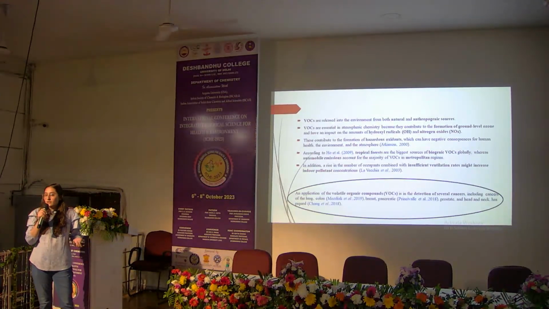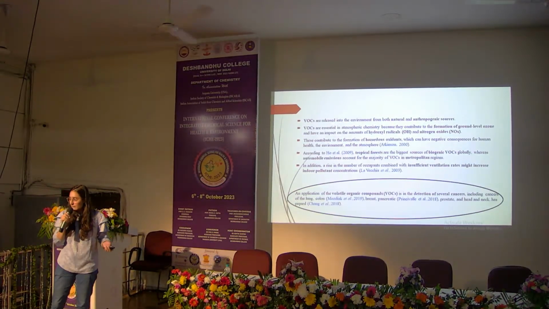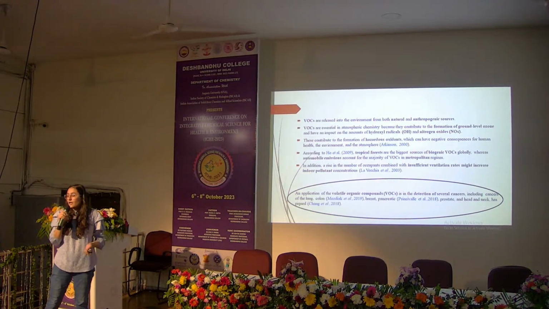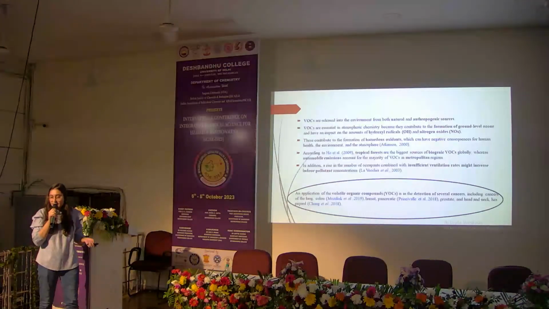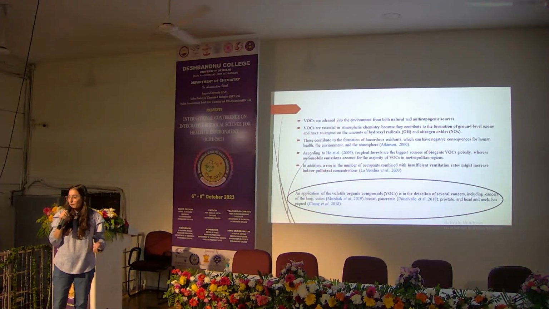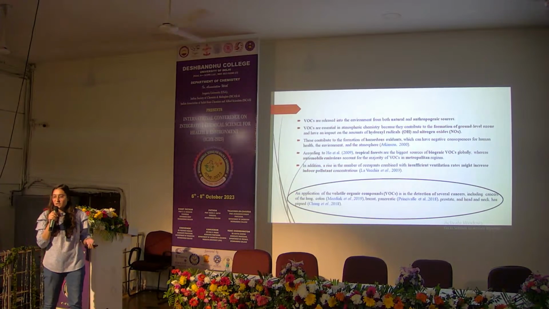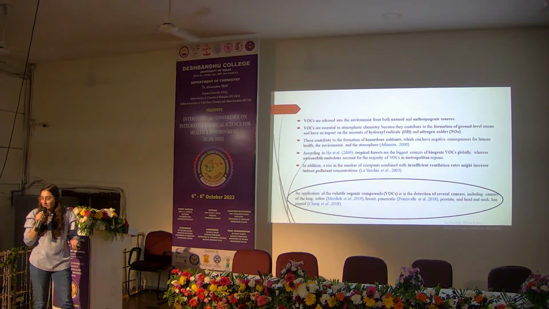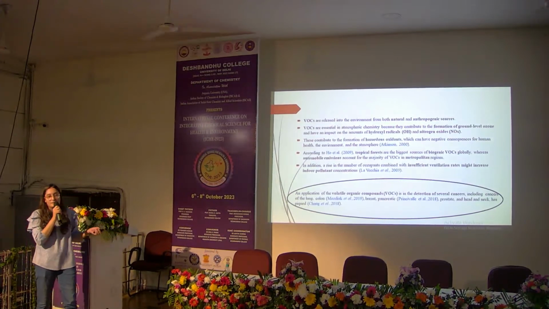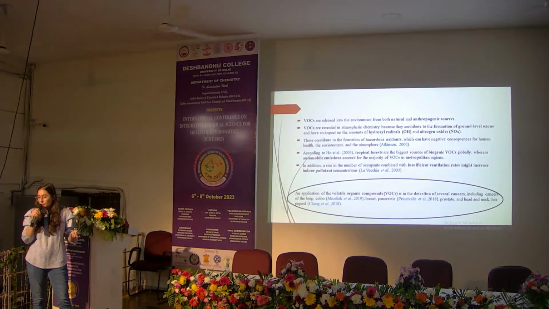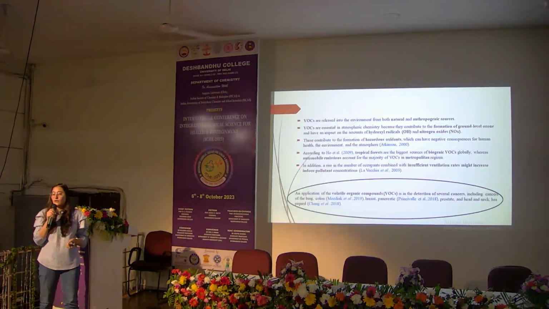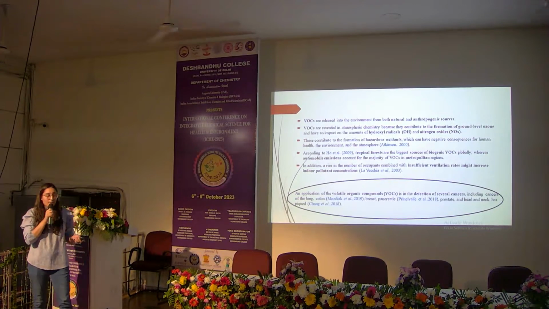VOCs are not only released from anthropogenic sources, but they are also released from some plant species. These are called biogenic VOCs. But in metropolitan areas, this is not a major concern, because one of the major problems here is traffic and automobile emissions. Also, indoor air pollution is caused by improper ventilation, which is now very common in cities.